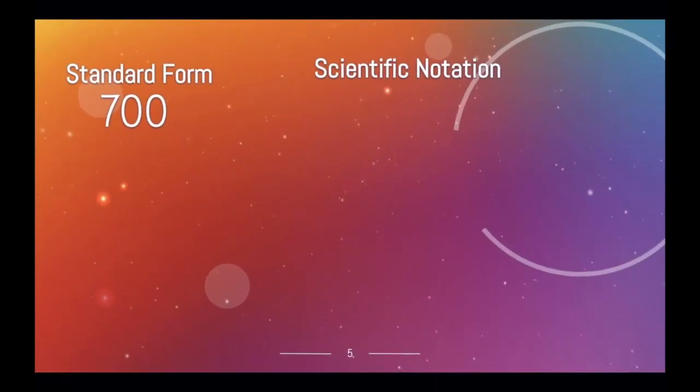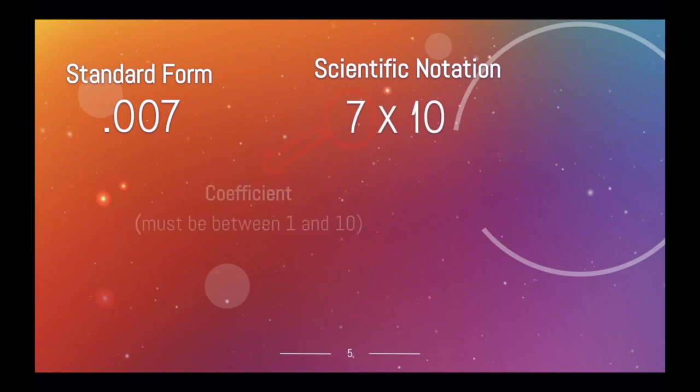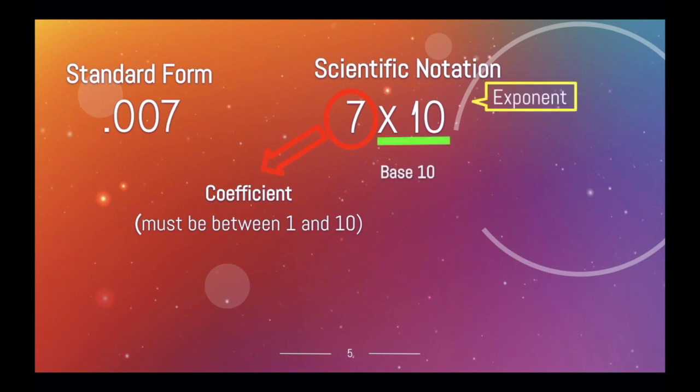Alright, so let's go back to 700. 700 is more than 1, so we need a number that's smaller than 1. So let's switch that out to, let's say, 7 thousandths. Here's the number, 7 thousandths in standard form. In order to turn it into scientific notation, the foundation remains the same: 7 times 10. Remember, your coefficient has to be between 1 and 10, so we would move the decimal to the right in order to turn 7 thousandths into 7. So the base is the same, times 10, but since we're moving the decimal to the right, it changes the exponent just a little bit.